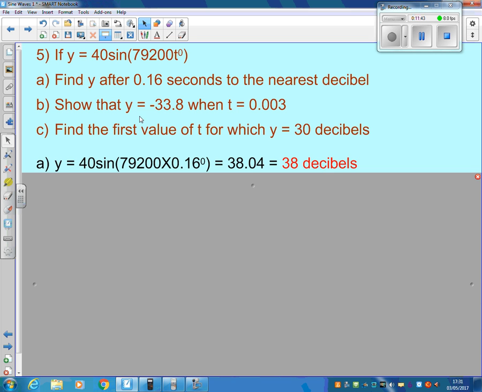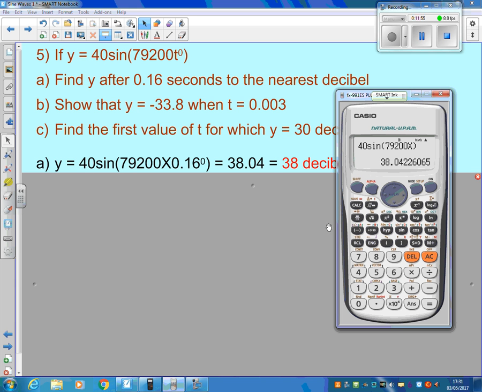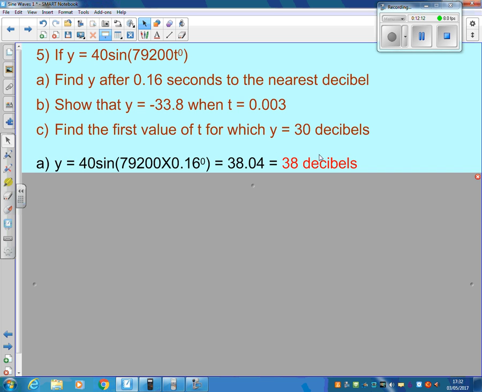Now another way of doing it is to replace the t by the 0.16, do the multiplication there, and then work it out slowly, or you can just work it out. 40 sine, I could do that on my calculator. Instead of having an x there, all I'm doing is I'm going to go times 0.16 equals, and you see you're still coming to 38.04, 38 decibels to the nearest decibel.